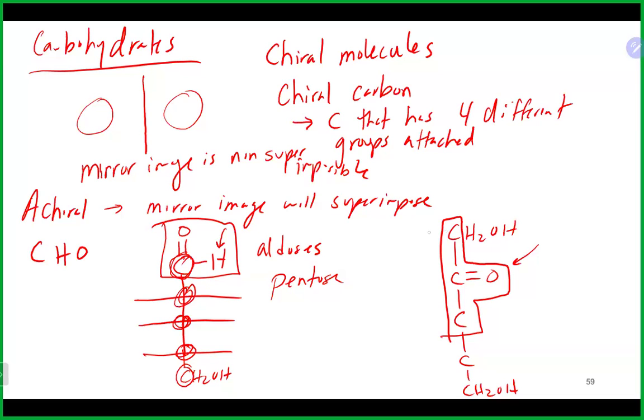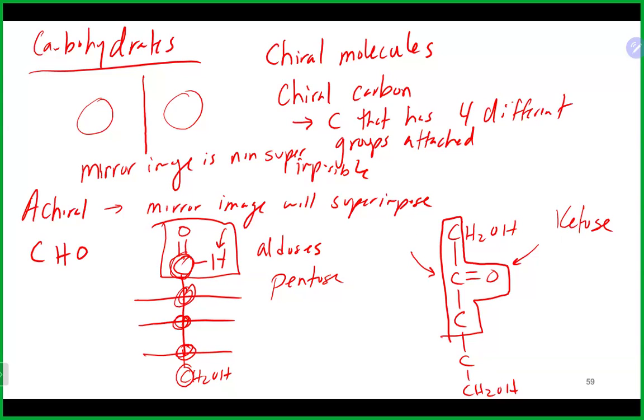Here, because it's a ketone, and you need that 3-carbon run, you will most likely have that carbon-oxygen double bond on the second carbon down. This is what is referred to as a ketose, and you can also identify it based on how many carbons it has.